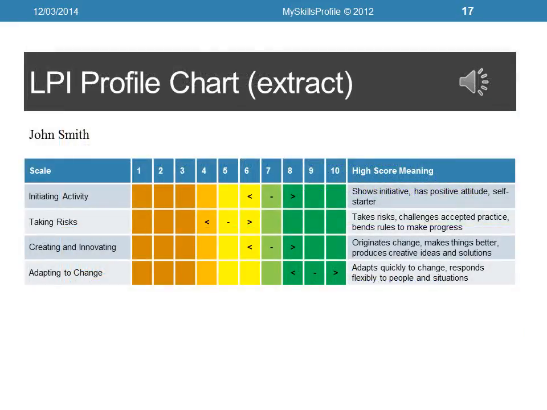At the end of the feedback report, there is a graphic profile chart of the test takers' STEN scores. The profile chart shows the respondents' STEN scores on the 20 LPI primary scales, and on the 5 LPI key factors. This slide shows an extract of the chart.